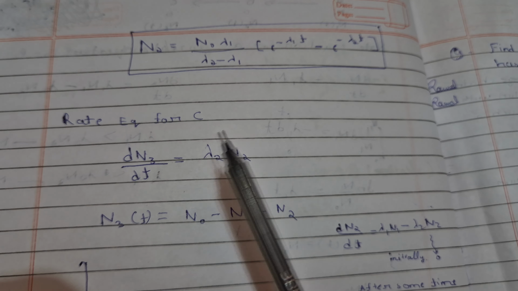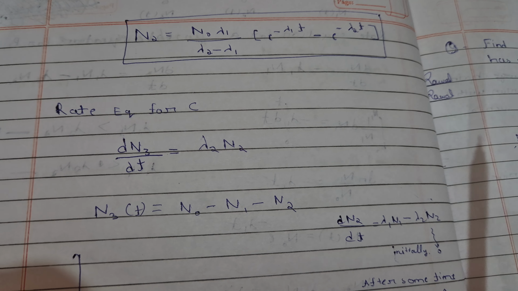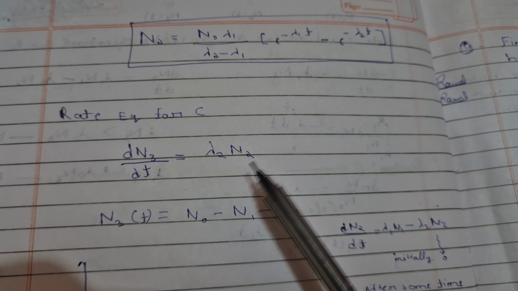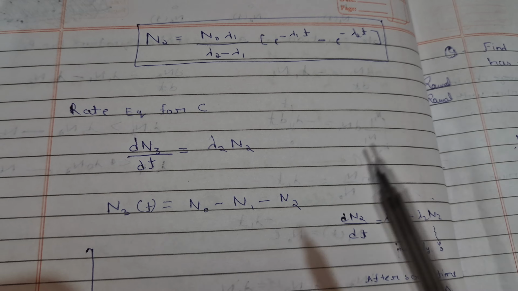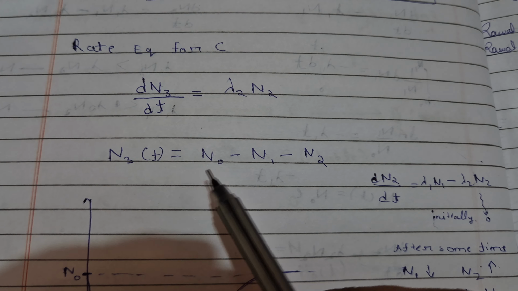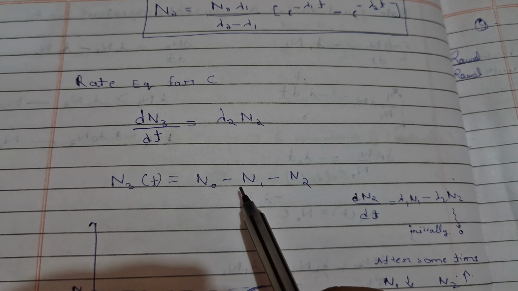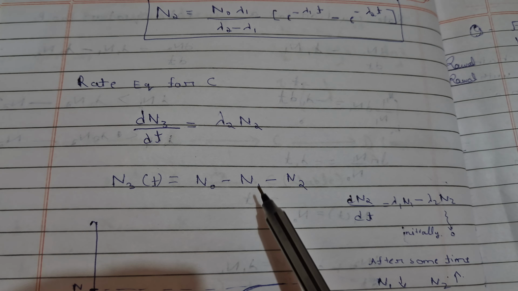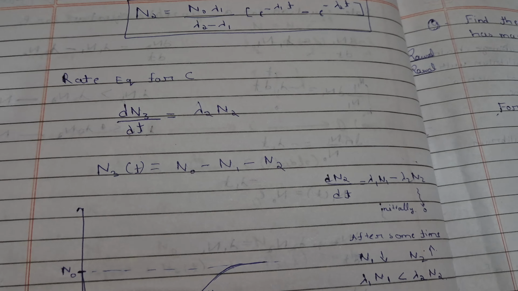For C this will be very easy, because C is not disintegrating into any other nuclei. C is only increasing, and that depends on how many are present in n2. So it will be simply lambda 2 n2. It is also very simple to calculate n3, that is n0 minus n1 minus n2, because the sum of n3, n1, n2 will always remain n0. So n3 will be given directly by n0 minus n1 minus n2. Just substitute the values of n1 and n2 from here and you can calculate n3.